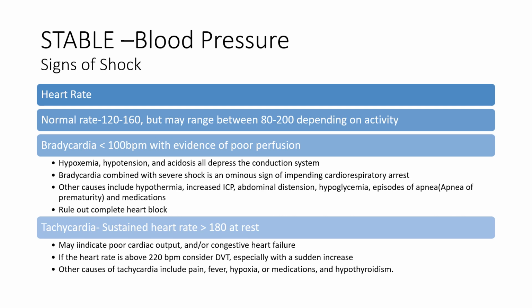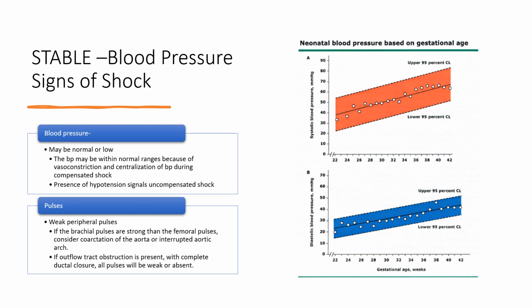Heart block might be the only time we actually end up pacing these kiddos. Tachycardia may indicate poor congestive failure. Heart rate's above 220, consider SVT. Other signs of shock. Blood pressure may be low. Maybe within normal ranges because of vasoconstriction and centralization of blood pressure during compensated shock. Presence of hypotension signals uncompensated shock. So they're tachy, but not hypotensive yet. We're considering that compensated shock. As soon as they become hypotensive, we are now considering that uncompensated shock.